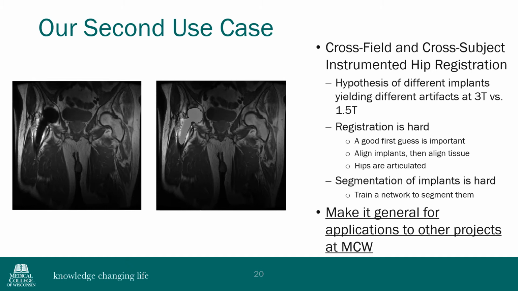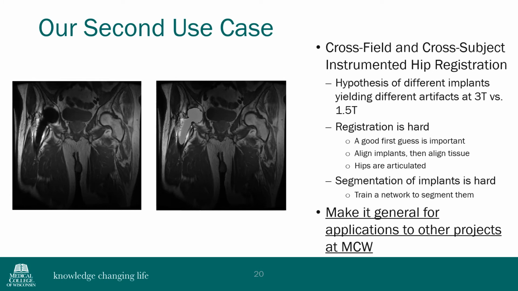But registration, of course, is non-trivial. A good first guess is important. So there we came to the realization that we first need to just more or less align the implants and then worry about aligning the tissue. Of course, that's also further complicated because in comparison to heads, which a lot of people register, hips are articulated. So the femoral component and the acetabular component need to be considered individually.